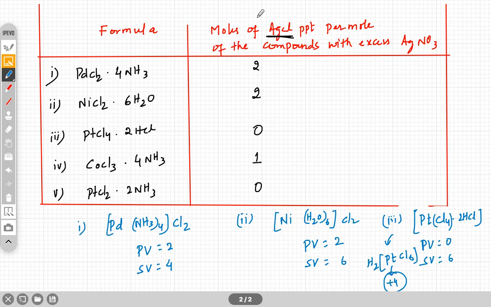As far as AgCl precipitation is concerned, this also holds true because this chlorine won't go out into the solution. This chlorine also won't go out into the solution. So both ways you can represent it, but primary valency here, since there is no ionization of chlorine atom, we are considering this to be 0.